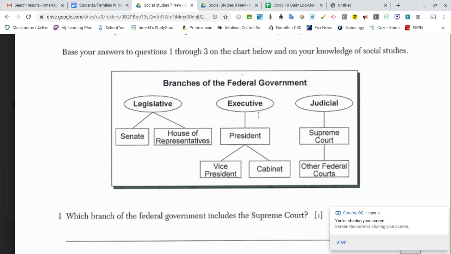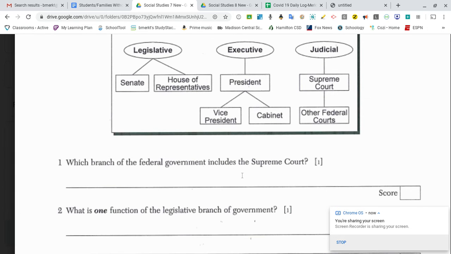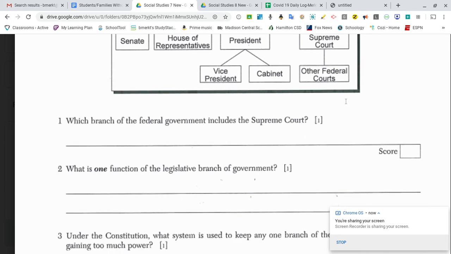Branches of the federal government. We went over these a couple weeks ago. Legislative, executive, and judicial. Who makes up those branches? The legislative, it's the Senate and the House. The executive, it's the president. Judicial branch is the Supreme Court. Which branch of the federal government includes the Supreme Court? You look right over here. Obviously, that is the judicial branch. So the first answer is judicial branch.